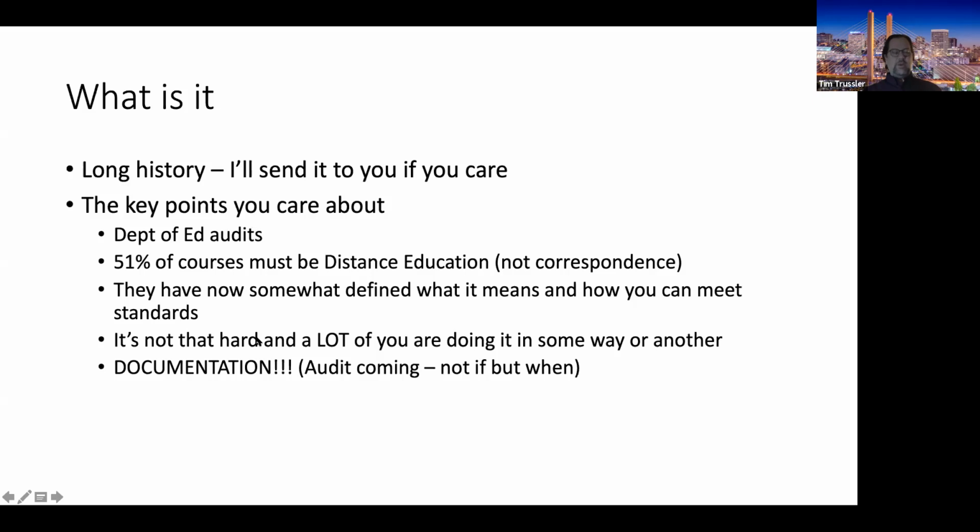Okay, so we kind of talked about all this. I do want to draw your attention to that very last bullet point. Anytime you see all caps, that probably means it's kind of important. So really, the one thing we want to stress to you guys today, and so many of you are doing a great job of this, is documentation, okay? Here's the picture I want to paint in your head. The Department of Education is coming for us. It's not a question of if, it's a question of when.